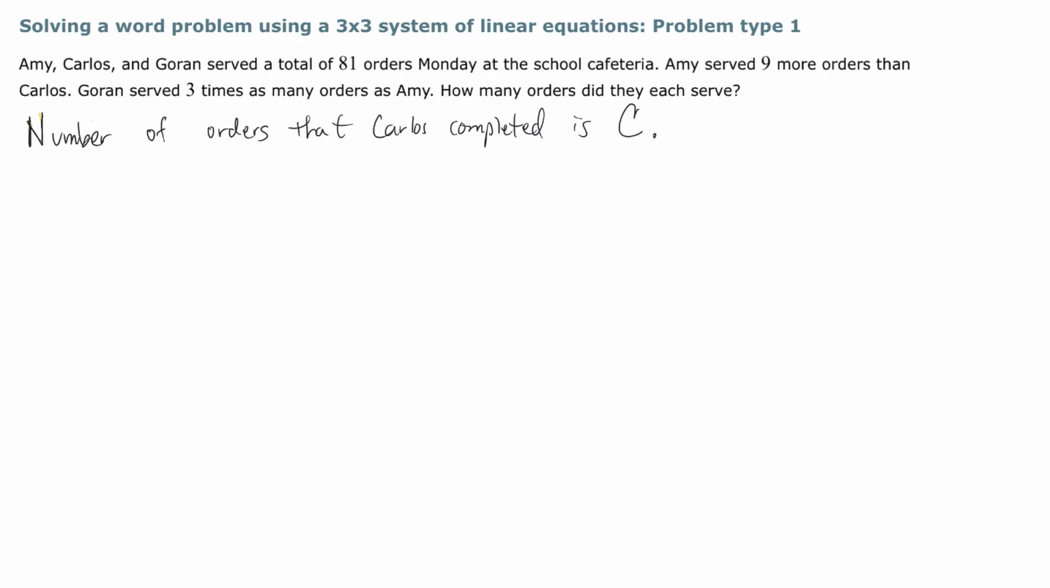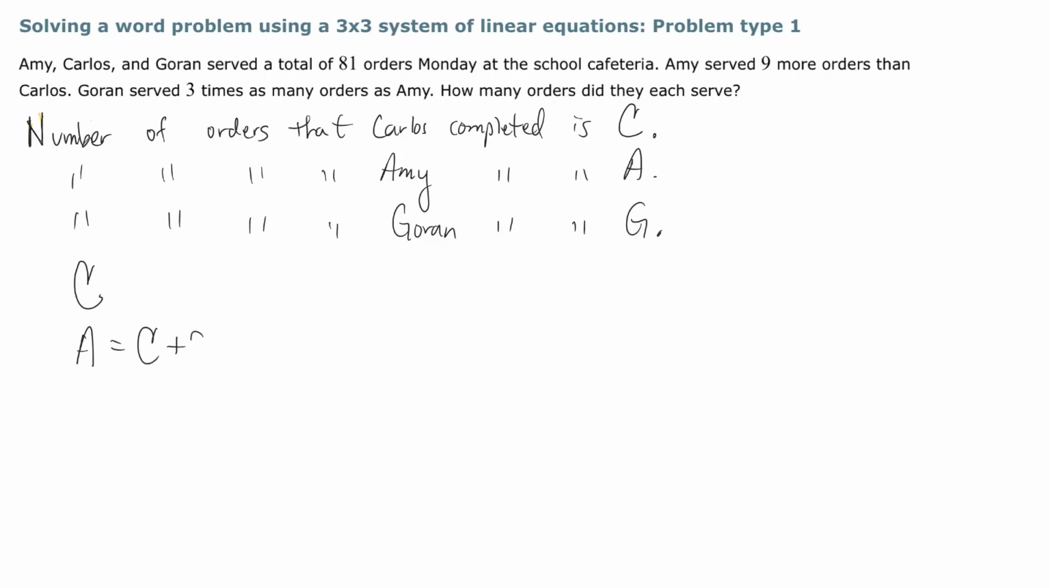We could actually say, in a very similar fashion, and we have Goran. So it really depends on what C, or the number of orders that Carlos has completed. And let's find Amy. Amy says it's going to be what? She did 9 more orders than Carlos. So that's really C plus 9.